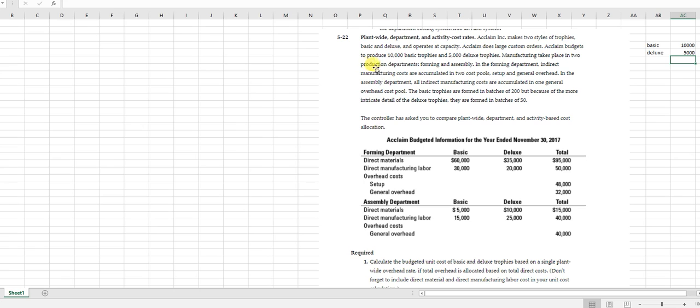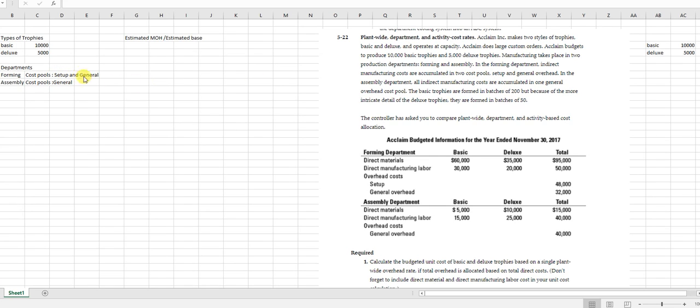Manufacturing takes place in two production departments, forming and assembly. In the forming department, indirect manufacturing costs are accumulated into two cost pools, setup and general overhead. So when I'm talking about overhead, I'm going to pause this a second. So I moved it over here. Manufacturing takes place in two production departments, forming and assembly. So I have two production departments. In the forming department, indirect manufacturing costs are accumulated in two cost pools, setup and general.